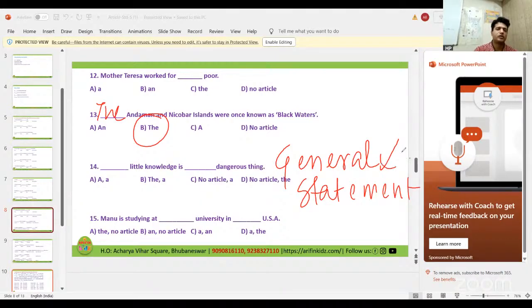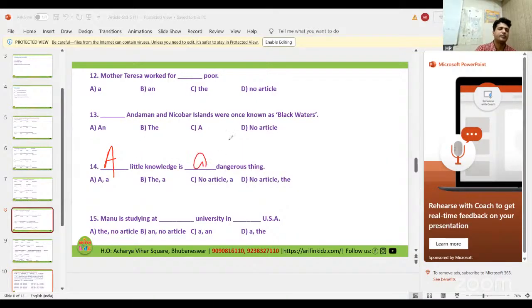Or general truth. So a little knowledge, क्या होगा? Is a dangerous thing, right? A little knowledge is a dangerous thing, right? A little knowledge is a dangerous thing because it's a general statement, right? It's a general statement. So all little knowledge is a dangerous thing. Next, we have Manu is studying at Dash University. I've just shared.